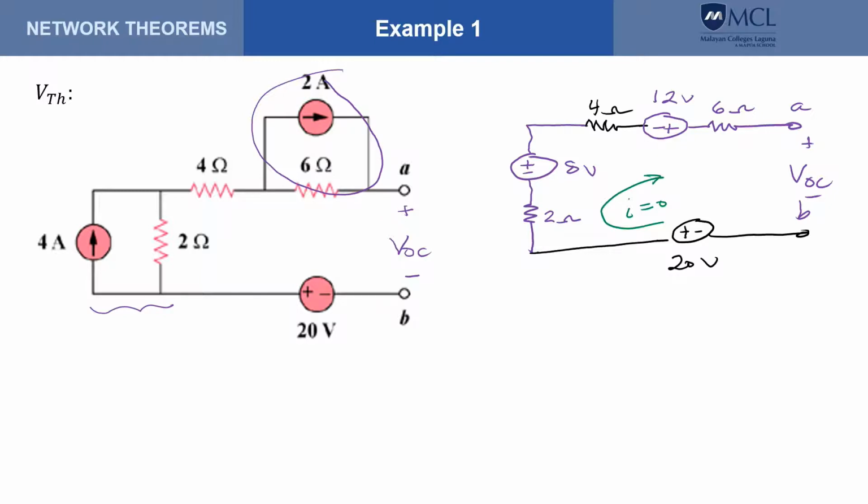Starting here, that would be positive VOC minus 20 minus the drop at the 2 ohms, but there's no current, therefore that is 0. So we could ignore that. So minus 8 minus 12 equals 0. And that should give us VOC equals 40 volts, which is also our VTH.